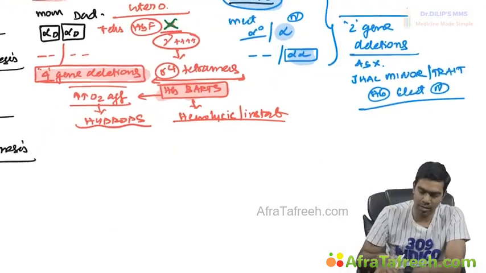Why am I telling that point very importantly? Because beta thalassemia trait or minor will have HbA2 more than 3.5, a very classic hemoglobin electrophoresis abnormality. But here you are not going to have any kind of hemoglobin electrophoresis abnormality. So this is 2 gene deletion.